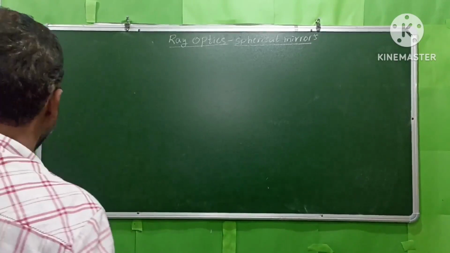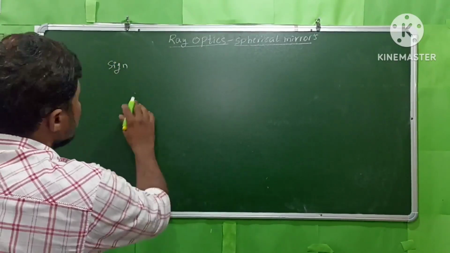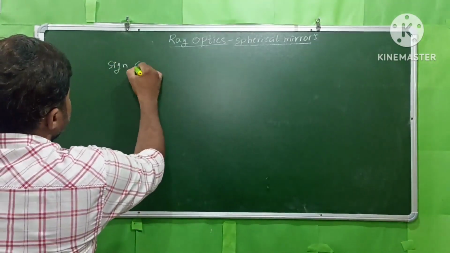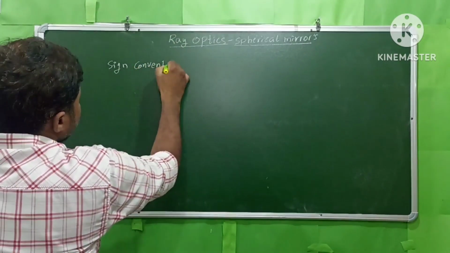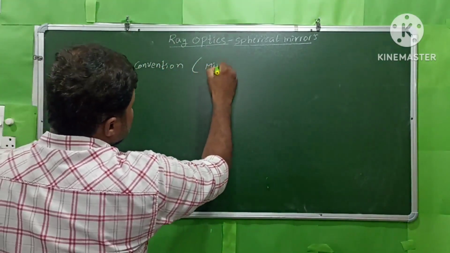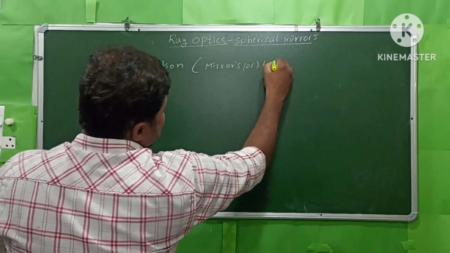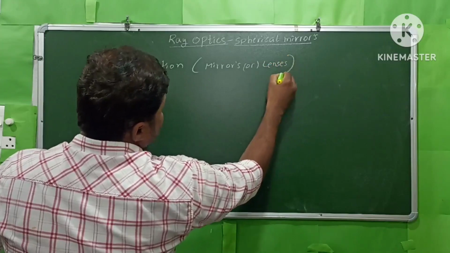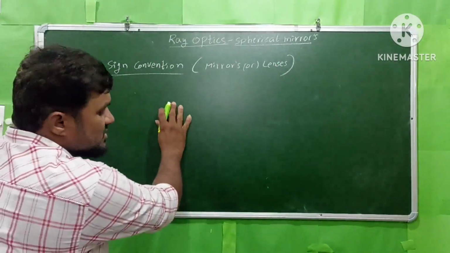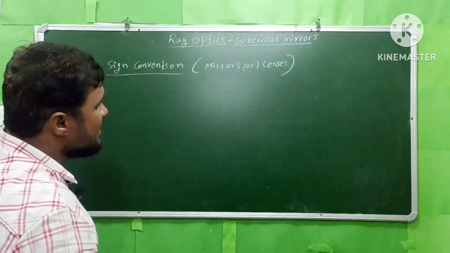Before moving to mirror formula, you should know sign convention. Why? Because we will use these sign conventions. Sign convention in case of mirror or for lenses also, we will use the same sign convention. Sign conventions are very important. In case of mirrors and lenses, sign convention remains same.